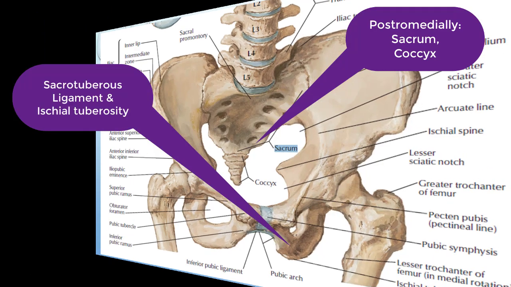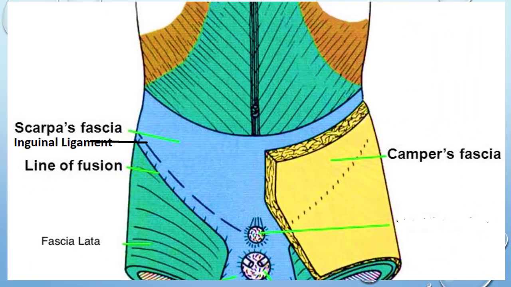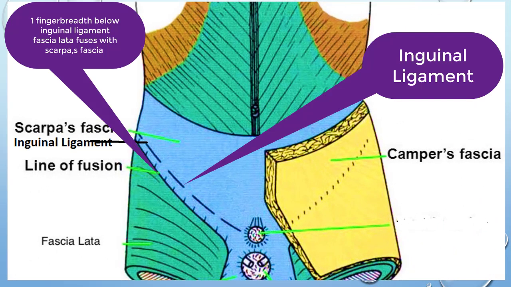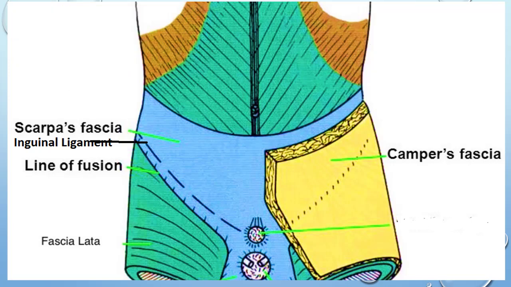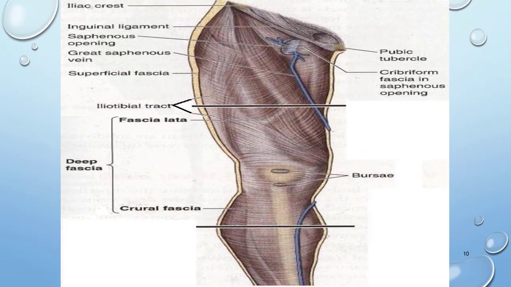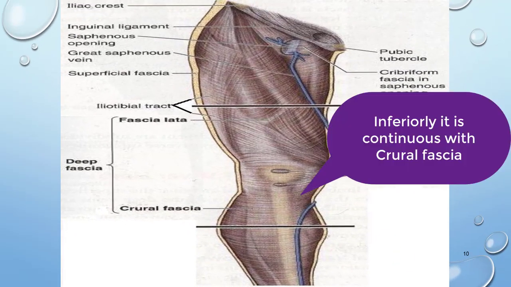If we go approximately one finger breadth inferior to the inguinal ligament, the fascia lata, which is the deep fascia of the thigh, attaches to Scarpa's fascia of the inferior abdominal wall. Scarpa's fascia is the fascia of the abdomen. So above, the fascia lata is attached to the fascia of the inferior abdominal wall. Inferiorly, if I trace this fascia, it is continuous with the deep fascia of the leg, which is named the crural fascia.